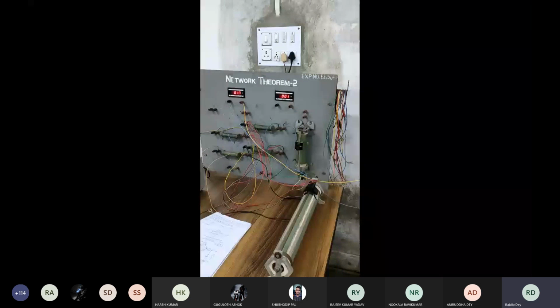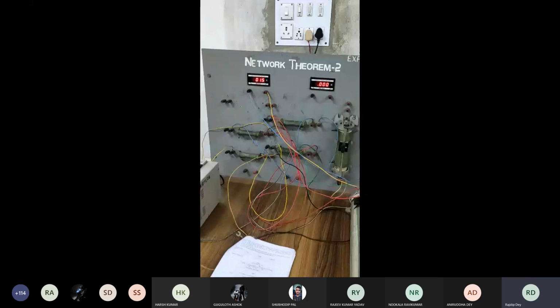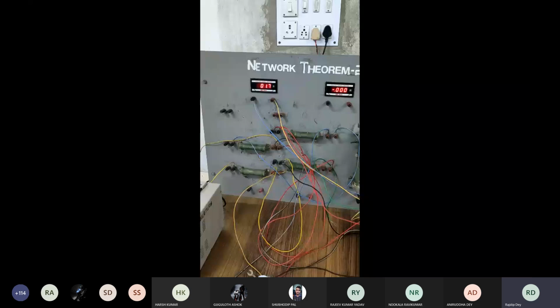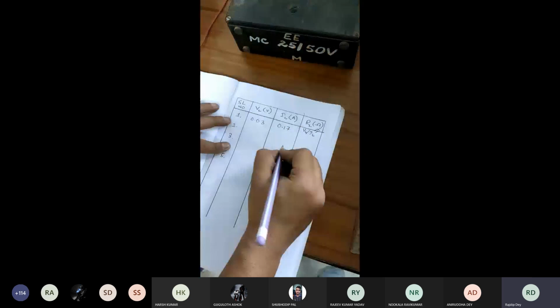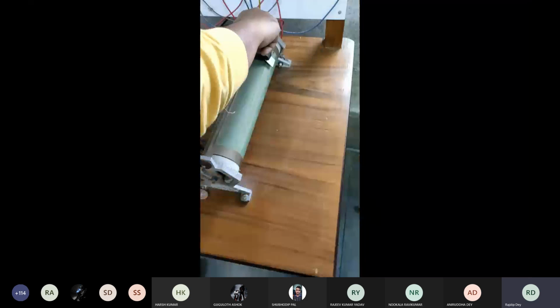So it will vary a little bit because there is electrical voltage fluctuation. So it will be 0.16 and 0.11. Accordingly, we'll give the second reading, that this one is 0.11, and our voltage reading is coming near about 1.6.